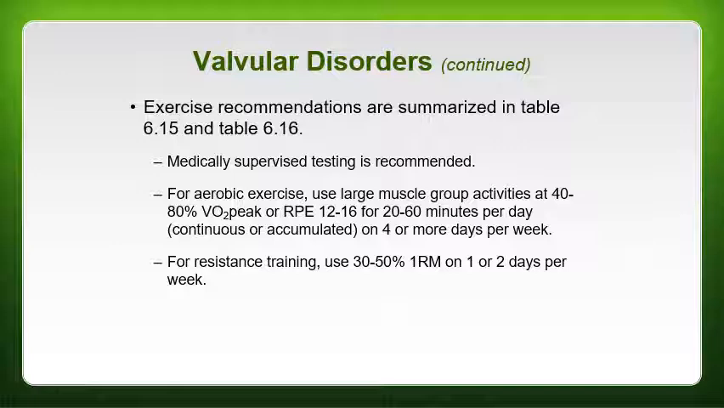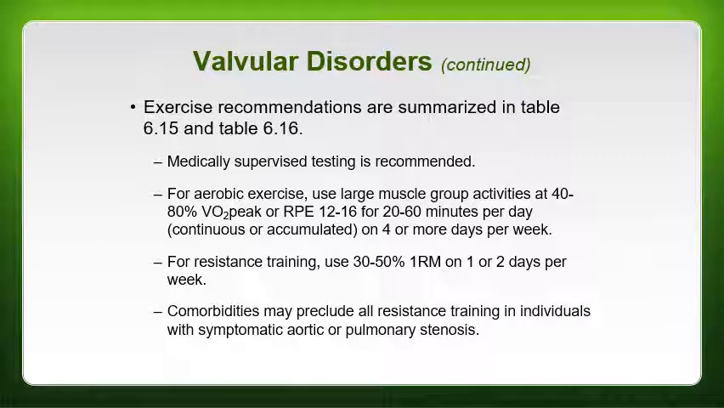Some of that will be because with higher intensities, you tend to have more pressure fluctuations, which could significantly impact wherever the valvular dysfunction is taking place. And comorbidities may preclude all resistance training, or if they have symptomatic aortic or pulmonary stenosis. So those would be things that would possibly preclude resistance training. If they have significant comorbidities, or symptomatic aortic or pulmonary stenosis, that would cancel out any type of resistance training.